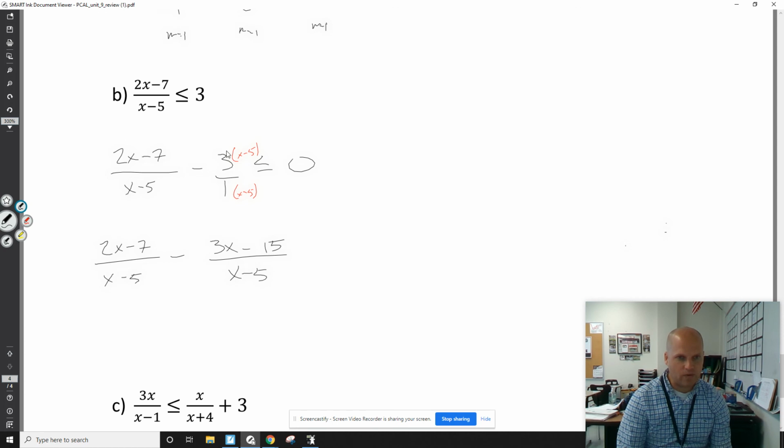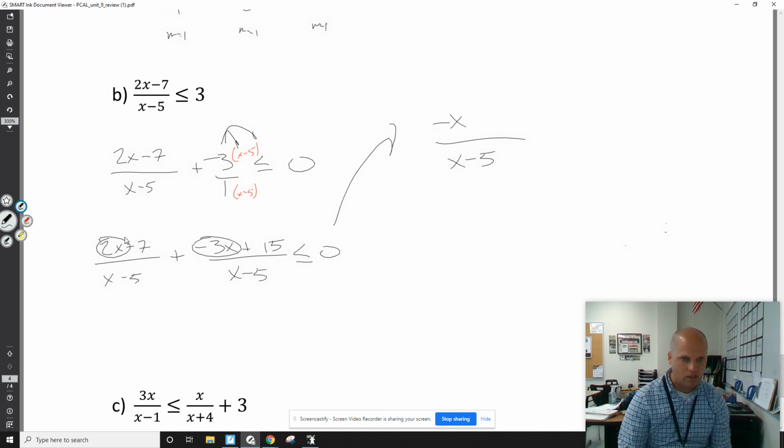I keep the negative. I have 3x minus 5. Now, maybe a good idea would be to distribute this negative, so that it's negative 3x plus 15. It's up to you. Regardless of what you do, you need to make sure that when you combine your two fractions, again, the denominator does not change. It's like terms. You have 2x's minus 3x's, which is negative 1x. You have negative 7 plus 15, which is positive 8. This is less than or equal to 0.